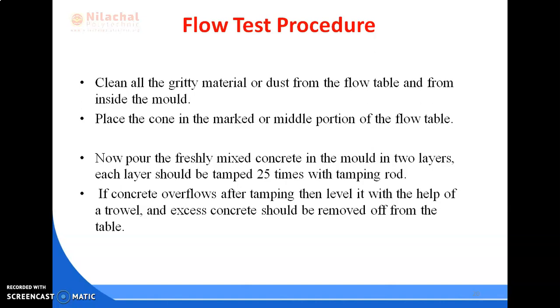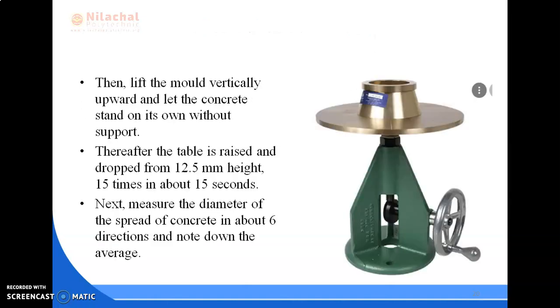The flow table of diameter 76 cm is cleaned of all gritty material and is wetted. The mold of base 25 cm diameter, upper diameter 17 cm and height of 12 cm is kept on the center of table and is filled in 2 layers. We have to fill it in 2 layers the fresh concrete. Each layer is tamped 25 times with tamping rod and the top layer is rodded evenly, or we have to plane it. The mold is lifted vertically upward, this mold upward, and the concrete stands on its own without any support.